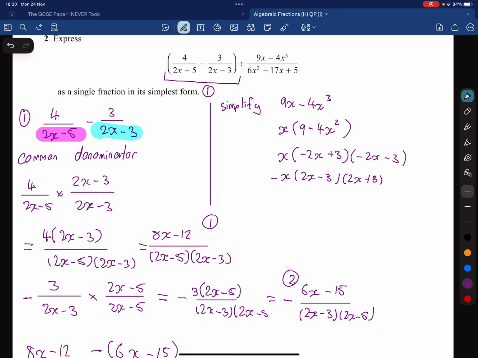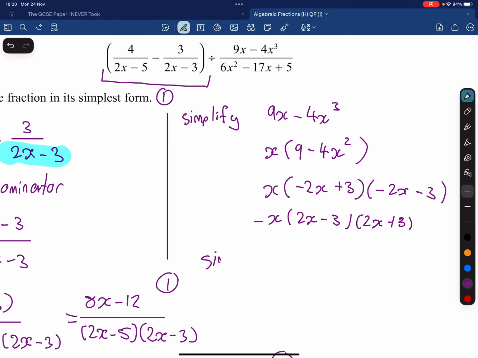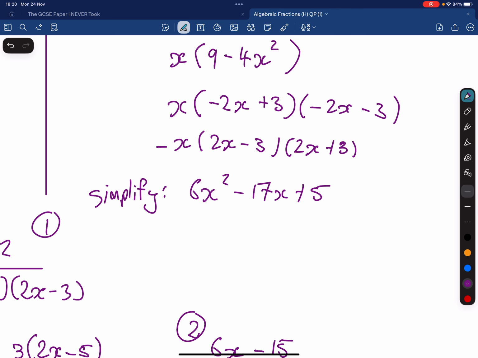Okay, and now we need to simplify this numerator, which is also a beast. So then we've got to simplify 6x squared minus 17x plus 5. So this here is equal to, so we need to multiply to make 5, so that's 5 and 1 because it's a prime number. So we know for a fact it's 5 and 1. And we know it's going to be 3 and 2, I believe. It's minus and minus, 3x, 2x.